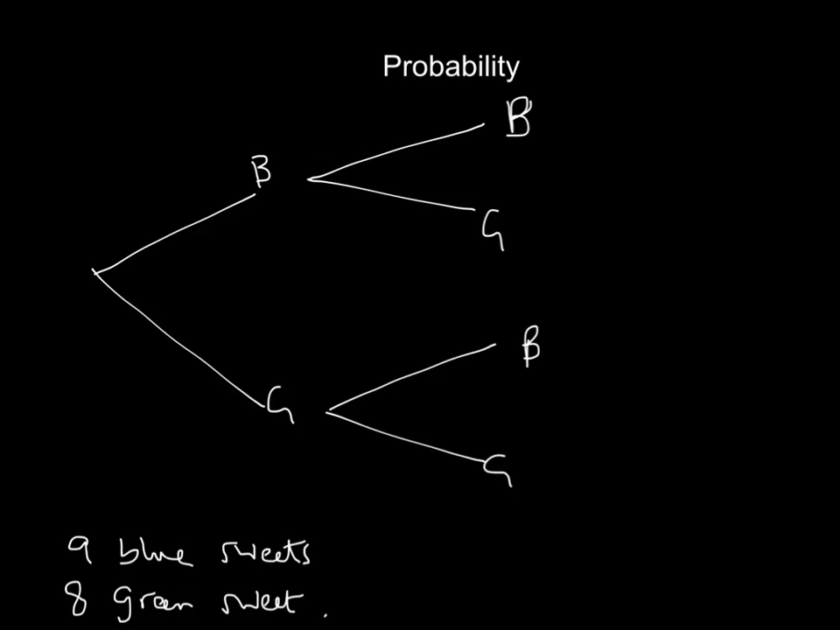Tree diagrams and probability. Always going to come up. So I've got 9 blue sweets and 8 green sweets. I take a sweet, munch it up, and then I take another one. What sort of questions can we ask about this?